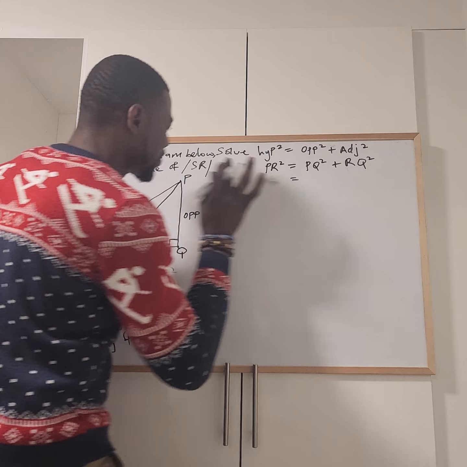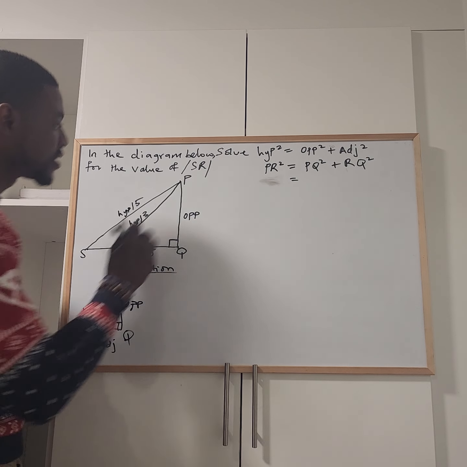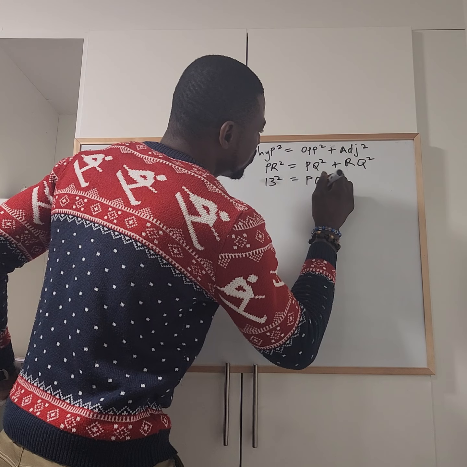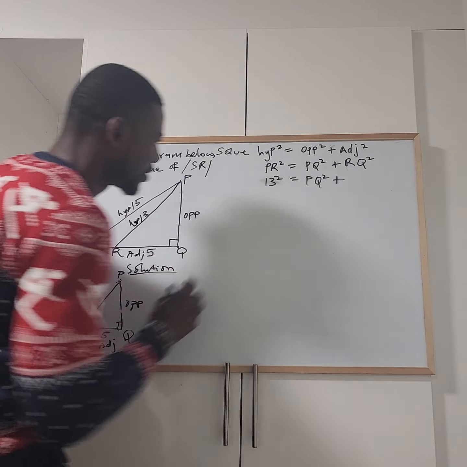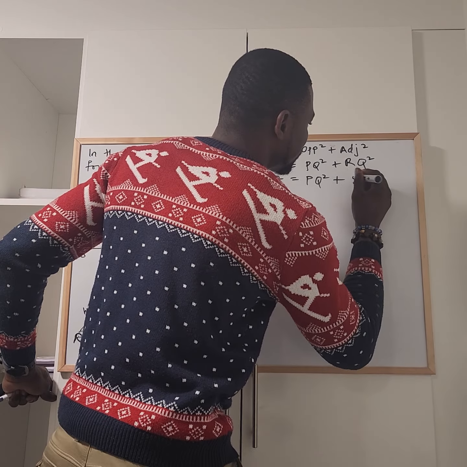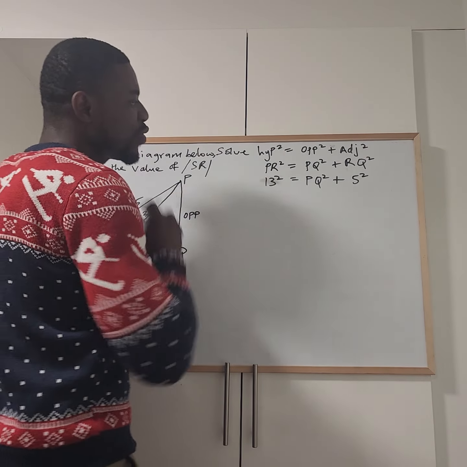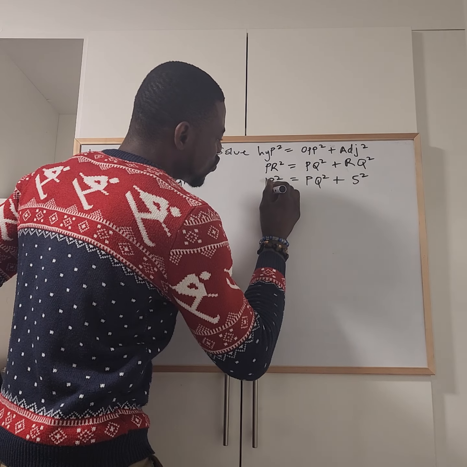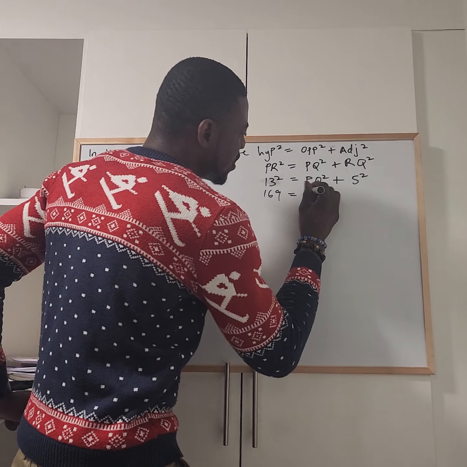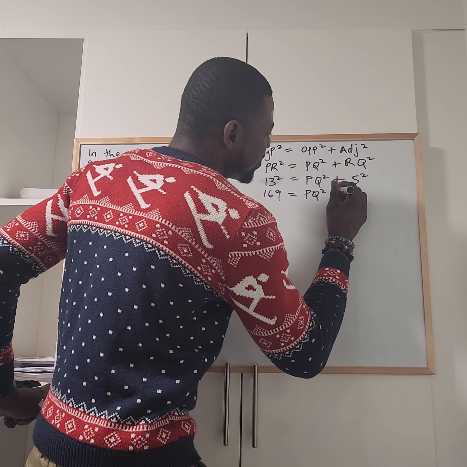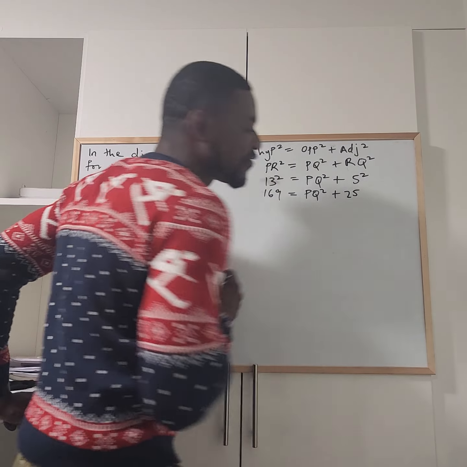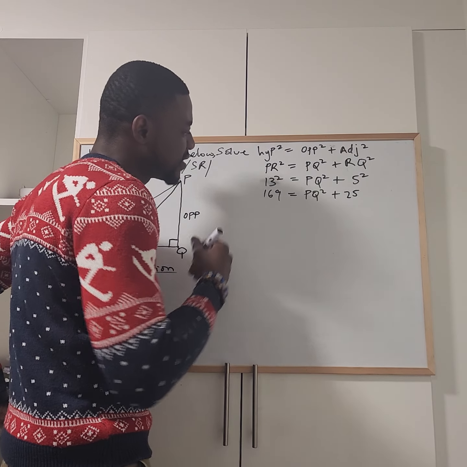Okay, so I know my PR. What's my PR? 13. So 13 squared. My PQ, which is the opposite, is not known. And then what is my RQ? 5. 13 squared means 13 times 13, and that will give us 169. PQ squared, still unknown, we retain it. 5 squared means 5 times 5, and that's 25.